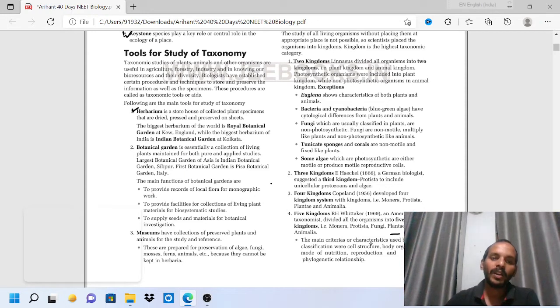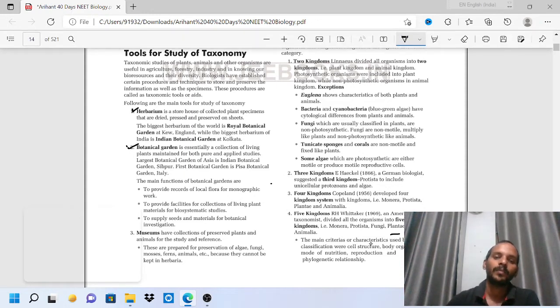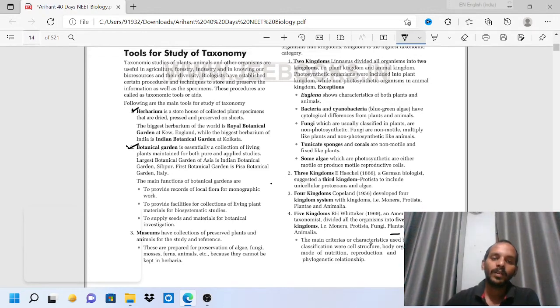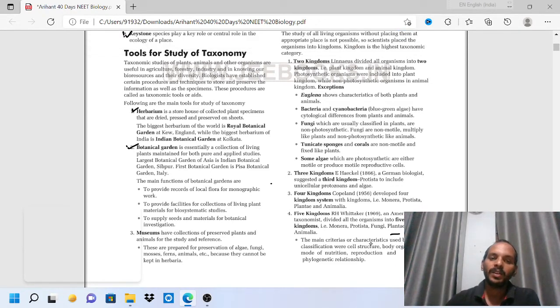After that, botanical gardens. These are very important. The biggest herbarium in the world is at the Royal Botanical Garden, which is in England. And in India, the Indian Botanical Garden is situated in Kolkata. So it is very important. A botanical garden means all living plants kept in a particular area for study purposes, so it is known as a botanical garden. There are different species of plants.